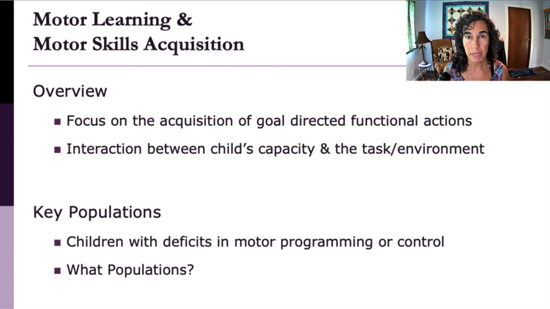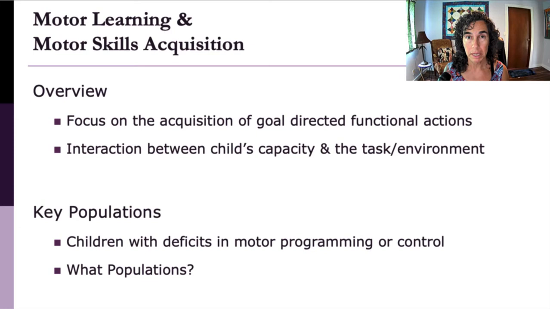Then we get to motor learning and motor skills acquisition. Here's a little overview. The focus of this theory is on getting goal-directed functional actions to happen in one's life, and in this case, in a child's life. It is the interaction between the child's capacity and the task or environment. So one part is the kid's skill. The other part is, what is the task? Is it accessible? Is it doable? And also, is the environment hindering or helping?